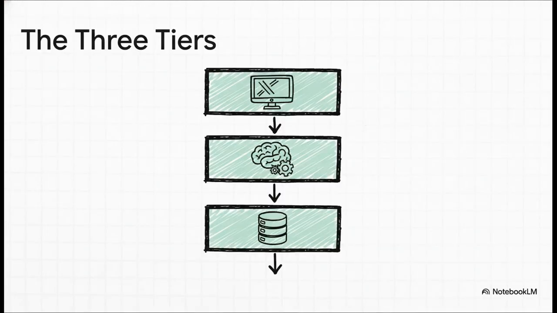And usually, you find three main tiers. So first up is the presentation tier. That's basically your browser. It's what you actually see and click on. Then you've got the application tier. This is the brains of the whole operation, the server-side logic that does all the thinking. And finally, there's the data tier, which is just the database where all the information lives.